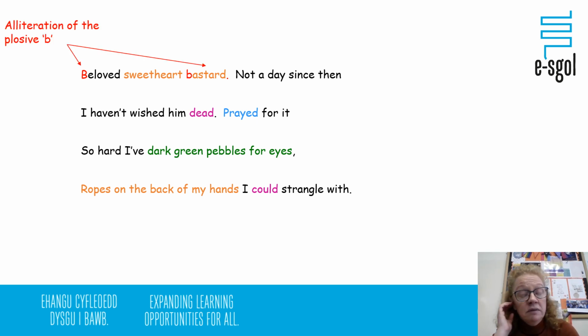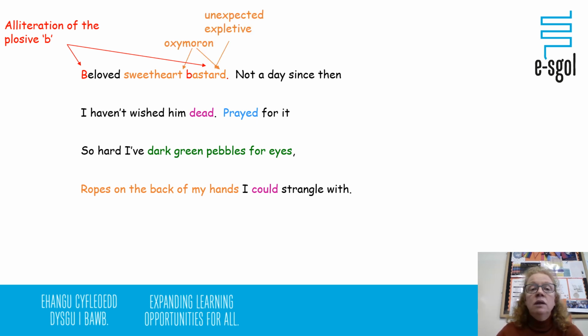I would be looking at the plosive alliteration. So I would be looking at how Duffy uses alliteration here to immediately set a tone of anger. "Beloved sweetheart bastard." It just explodes out of your mouth. It shows you how angry she is. And also it's end-stopped, so there's a full stop there to draw attention to it.